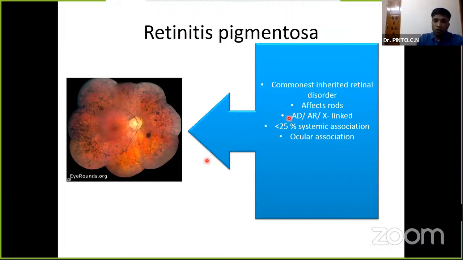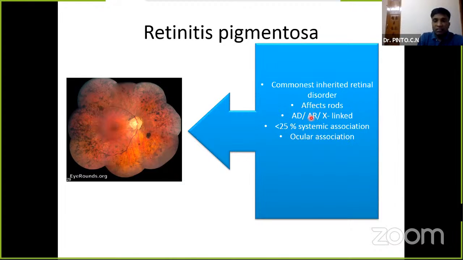So what are the causes for retinitis pigmentosa? 50% of the cases are due to unknown reason, that is idiopathic. The rest of the 50% are inherited. The causes are autosomal dominant, autosomal recessive, or X-linked type. But what is the importance of knowing whether it is autosomal dominant, autosomal recessive, or X-linked? Autosomal dominant has a late presentation. It's a milder variety.